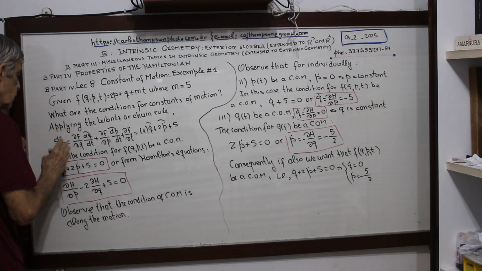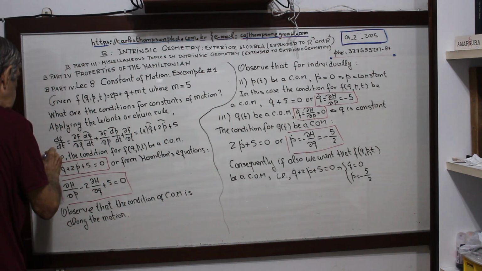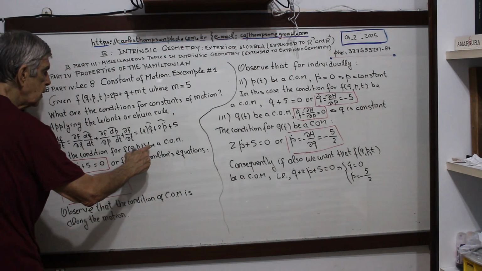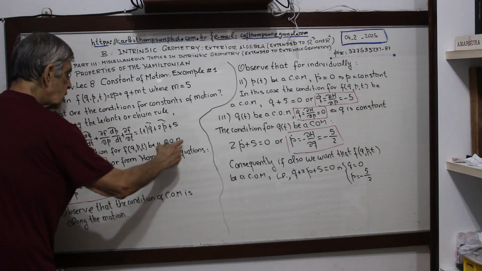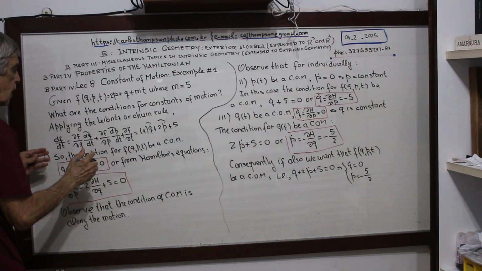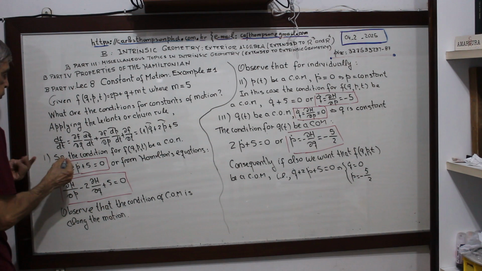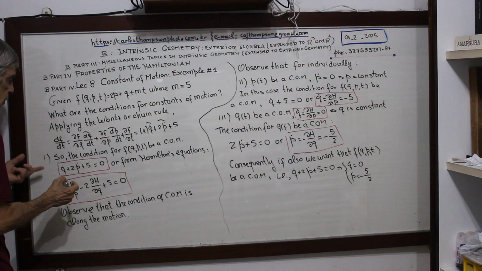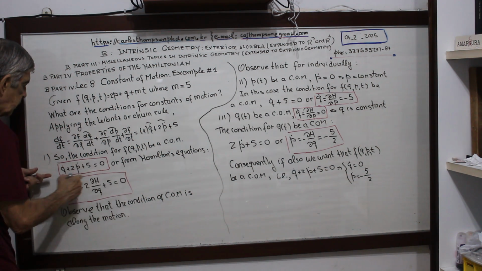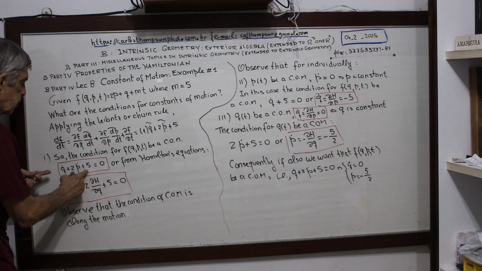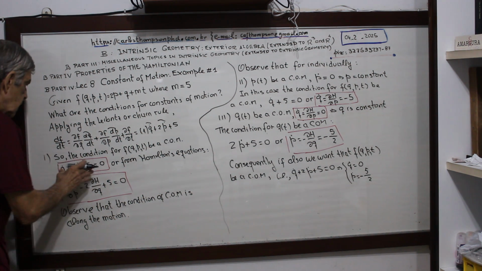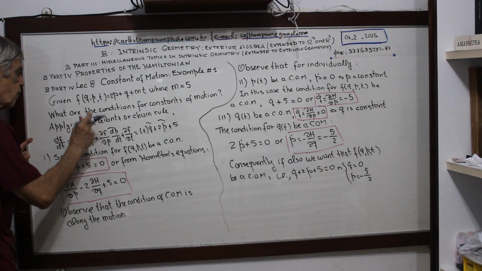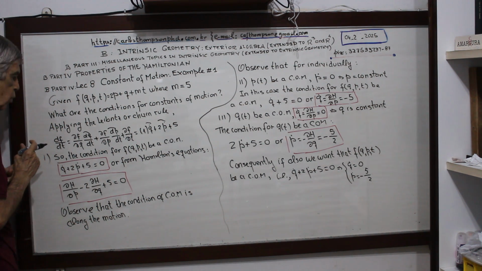Now, let's put it here first. The condition for the function f, in this case, to be a constant of motion. This is a condition. Okay? From the Hamiltonian equations, we just plug over here. This is q dot plus 2p dot plus 5 is equal to 0. Again, this is the condition such that the function f is a constant of motion.